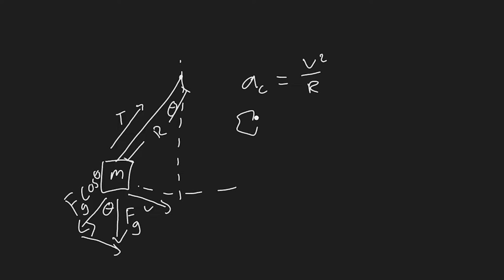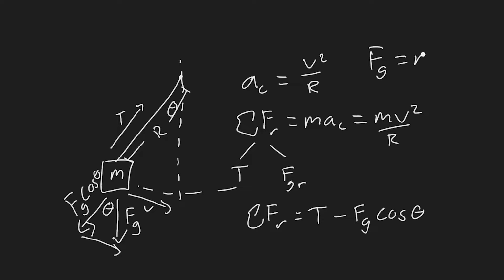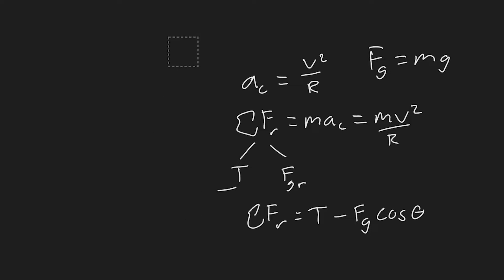So our net force in the radial direction is going to be m a_c, which is just m v squared over r. Now our net force in the radial direction is also split up into our tension and our force of gravity in the radial direction. So net force also equals tension minus force of gravity times the cosine of theta. Now our force of gravity is simply mg, the mass of the object times the acceleration due to gravity. Now if you don't mind, I'm just going to erase this beautiful masterpiece for some more room.